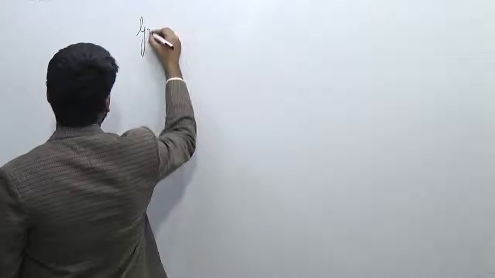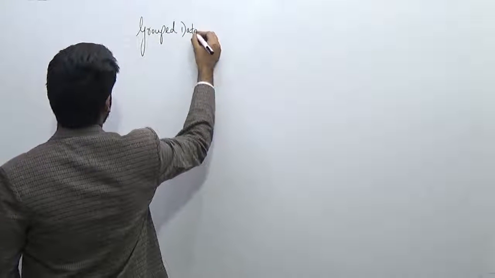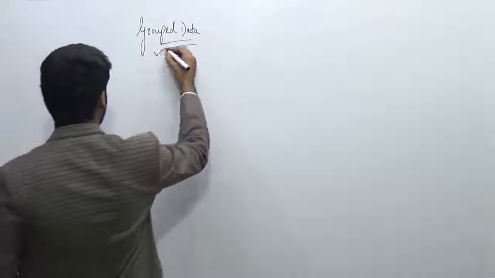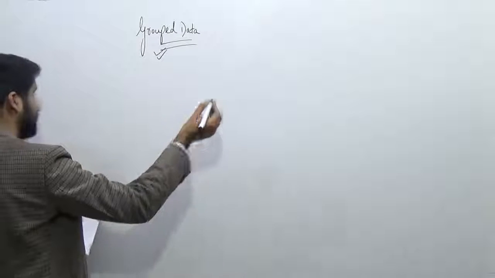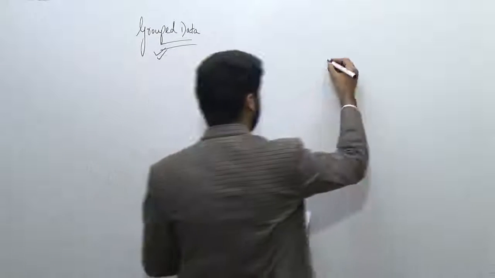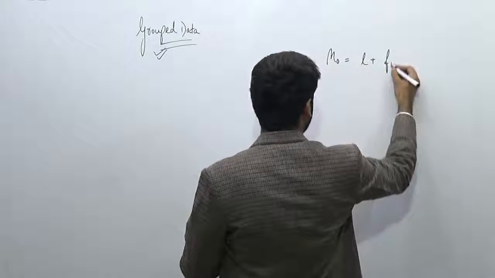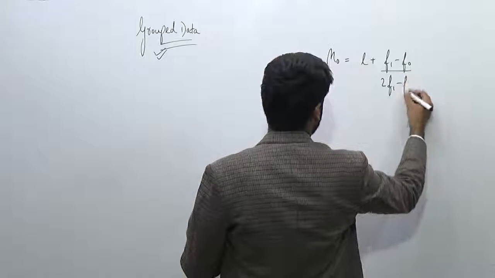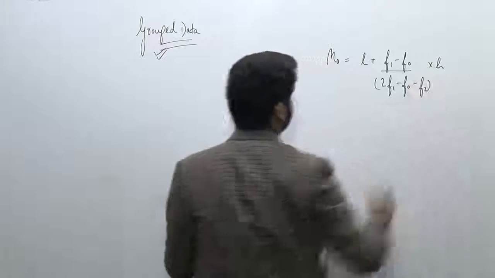That much times. Okay. Now we will see group data. In case of group data, you know that things become tricky and things become lengthier. So first of all, let's write down the formula. The formula for mode of group data is equal to L plus F1 minus F0 divided by 2 F1 minus F0 minus F2, multiplied by H.